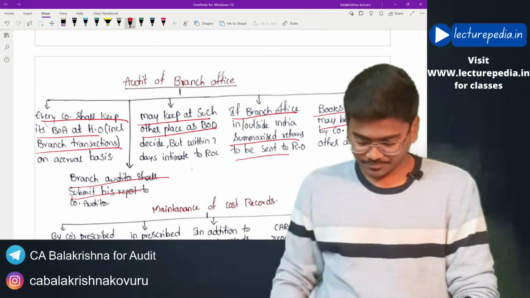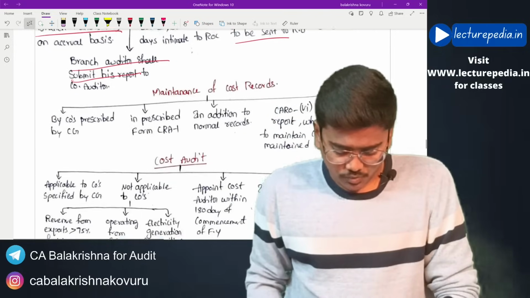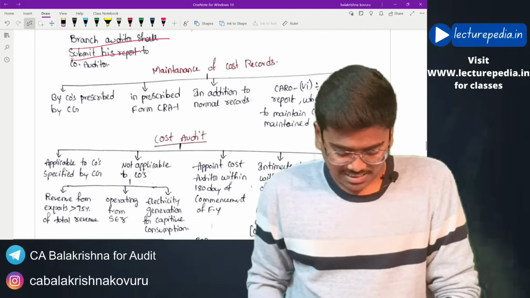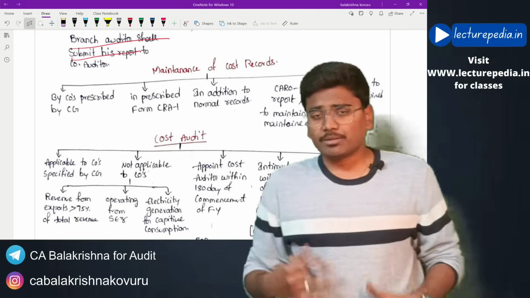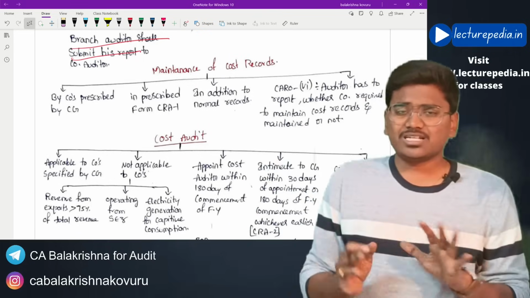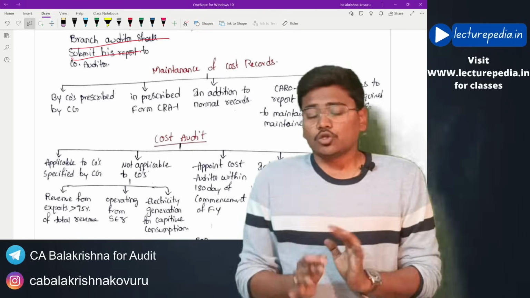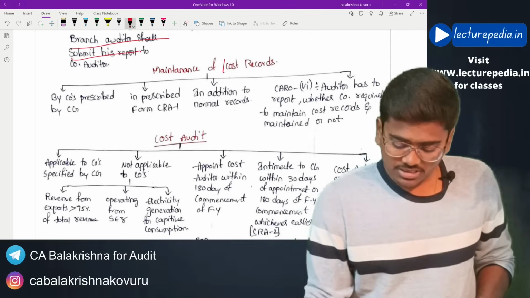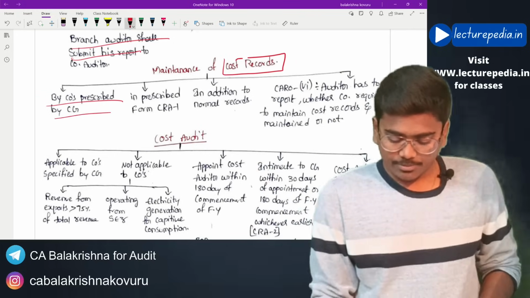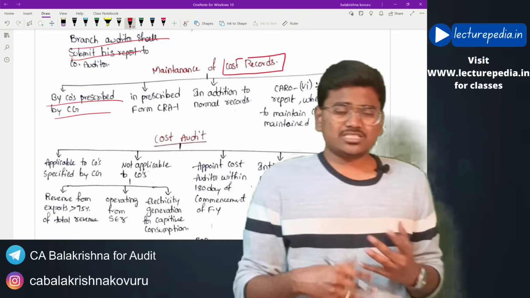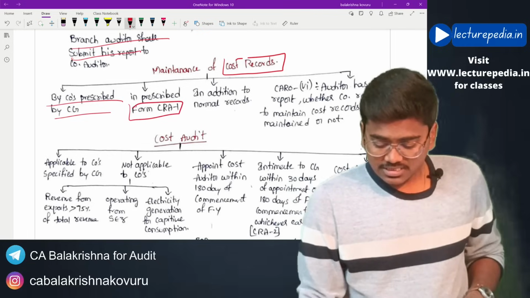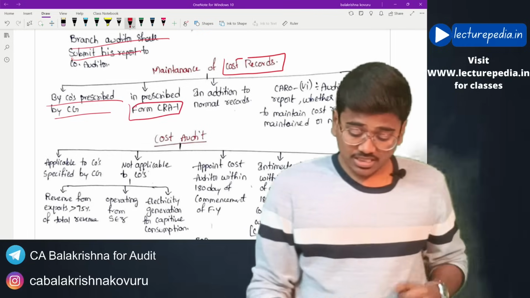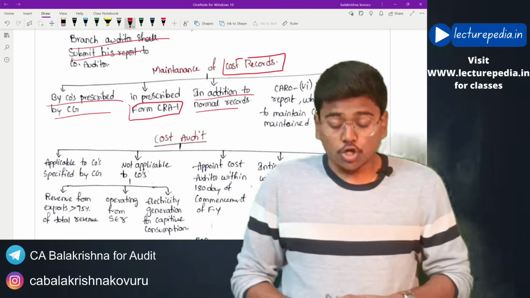Hope this is clear. Coming to maintenance of cost records: apart from maintaining normal financial records, some companies, not all companies, prescribed by the central government have to maintain cost records. What is the format for maintaining these cost records? It is form number CRA 1. These have to be maintained in addition to normal records.